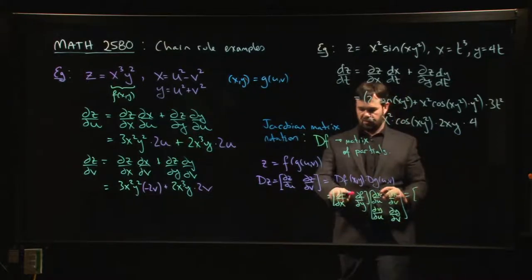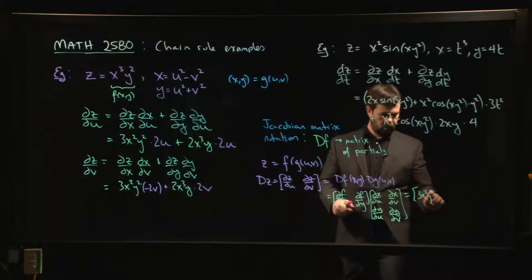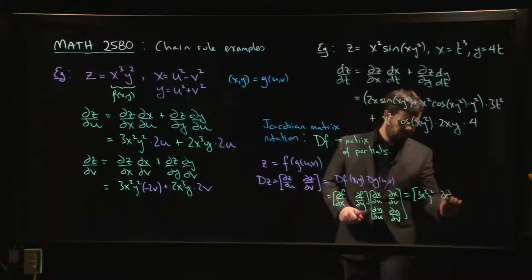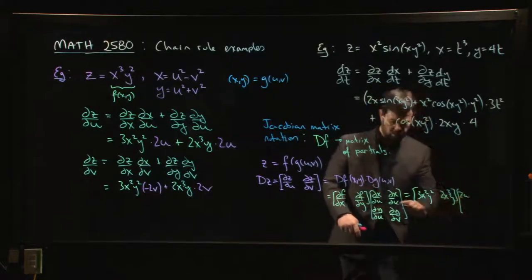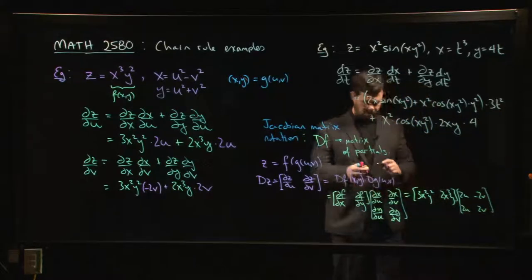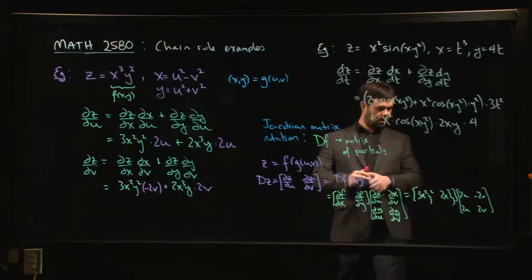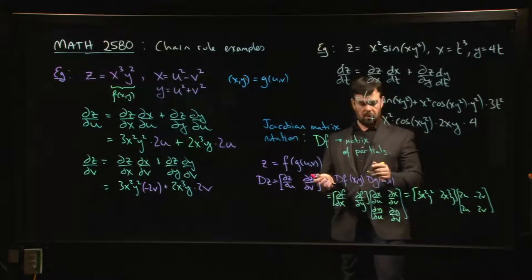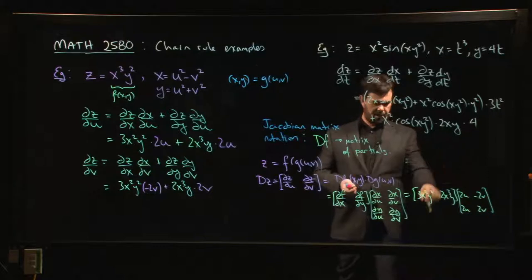So df/dx is 3x squared y squared. df/dy is 2x cubed y. And this matrix, so dx/du is 2u, dx/dv is minus 2v. dy/du is 2u, dy/dv is 2v, okay? So now you do the matrix multiplication, you do the usual row times column, and we see what we get. Let me kind of go up here. I have more room here than down there.